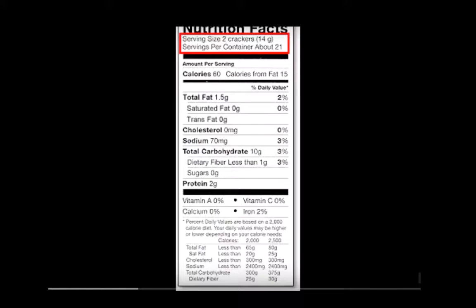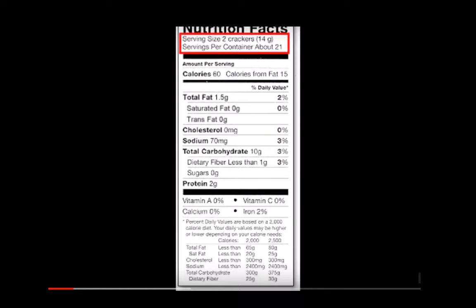The first thing that you should look at is the serving size and the number of servings per container. You should pay really close attention to this. Food producers will decrease serving sizes and increase the number of servings per container to make the number of calories appear less than it actually is, and that can be very tricky.